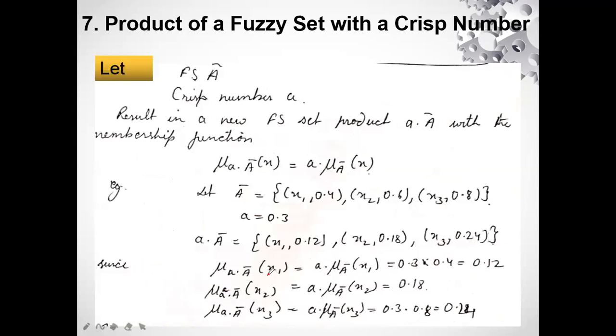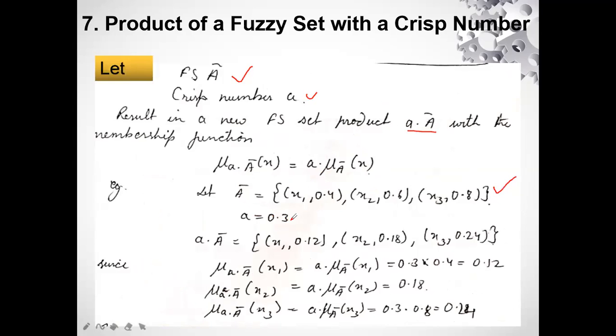Now the product of a fuzzy set with a crisp number. How to calculate with a fuzzy set and a crisp number? We have taken the fuzzy set as A bar and the crisp number as A. So A dot A bar. The membership function of A dot A bar at x is equal to A multiplied by mu A bar of x.